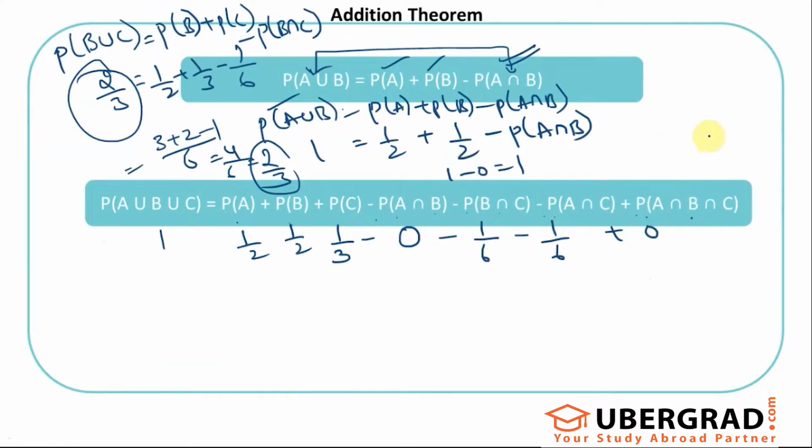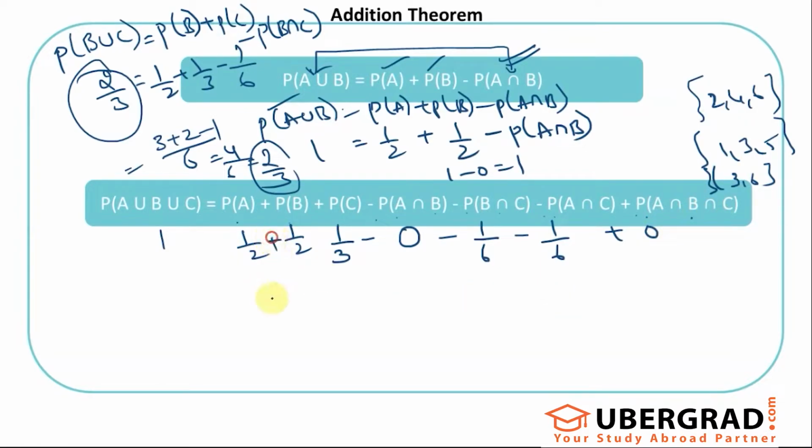A intersection B intersection C, picking the common elements. What is A? 2, 4, 6. What is B? 1, 3, 5. And what is C? 3, 6. You see, none of the elements are appearing in all three. So A intersection B intersection C is 0.